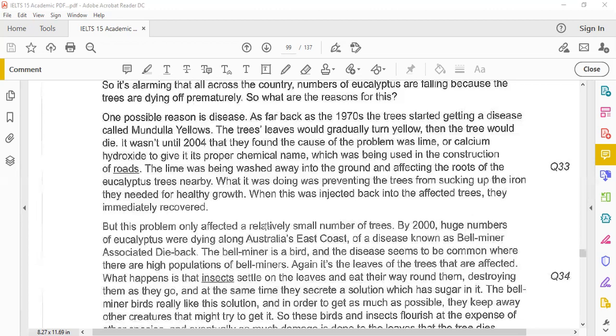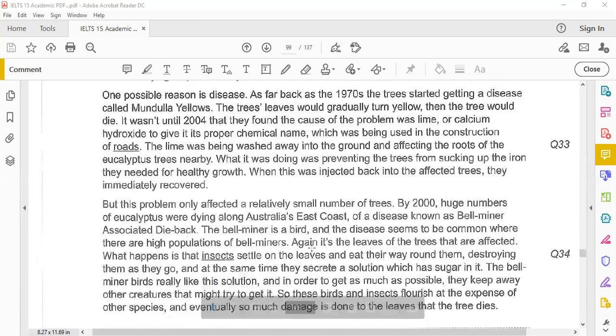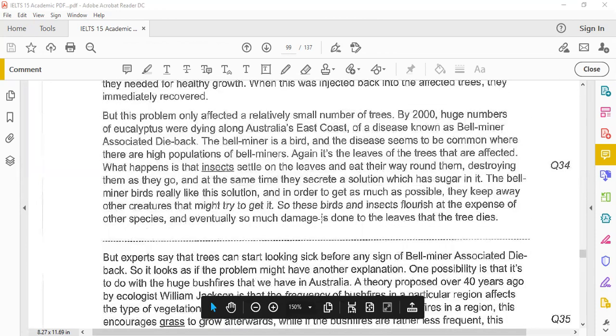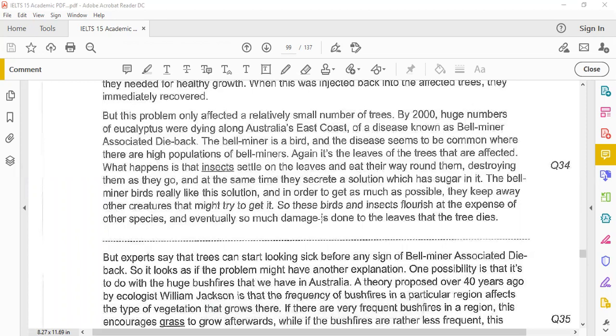The lime was being washed away into the ground and affecting the roots of the eucalyptus trees nearby. What it was doing was preventing the trees from sucking up the iron they needed for healthy growth. When this was injected back into the affected trees, they immediately recovered. But this problem only affected a relatively small number of trees.